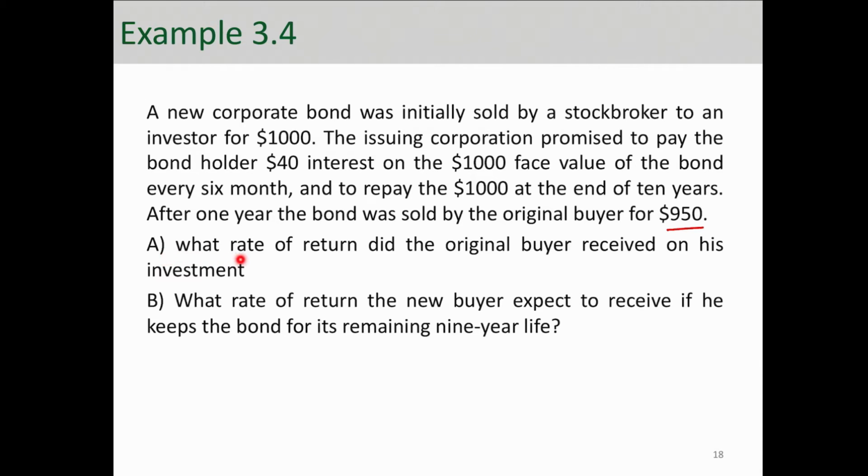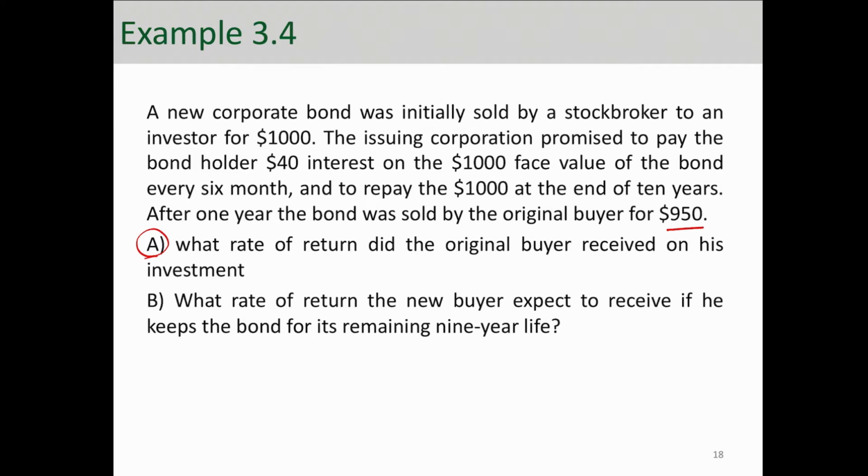Part A, what rate of return did the original buyer receive on his investment? And Part B, what rate of return would the new buyer expect to receive if he keeps the bond for its remaining 9-year life? So here for Part A, we would have to look at the perspective of the original buyer.